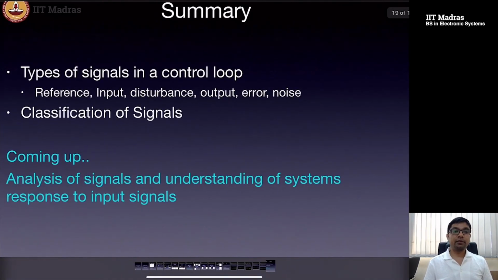So to summarize, what we did so far is we classified types of signals in a control loop. This could be reference signals, input signals, disturbance, output, error, some kind of noise. And we also did some very basic classifications: digital, analog, deterministic versus non-deterministic, and so on. So this gives us a little more detail of what should come, or where we should focus.